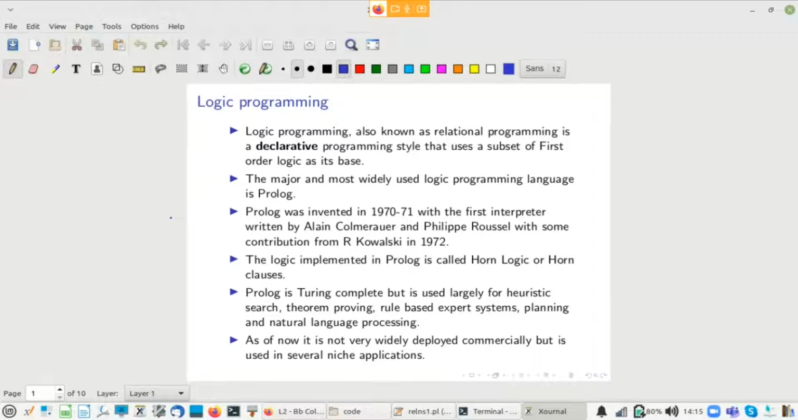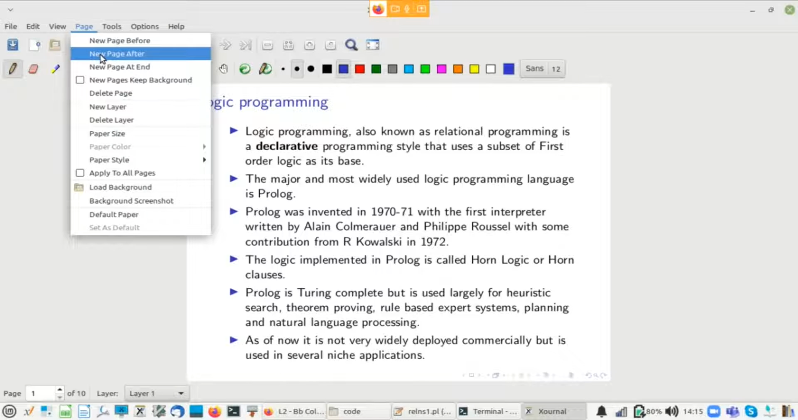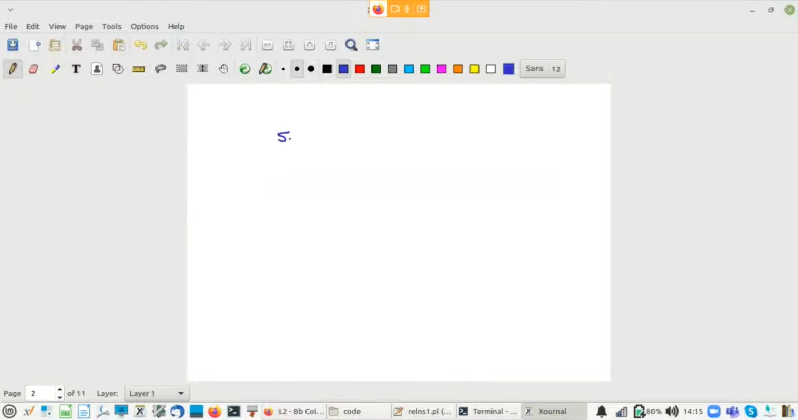Now, I hope all of you should download SWI Prolog. It is free, and it is a mature implementation. It has been around for many years, and it runs on all the platforms.